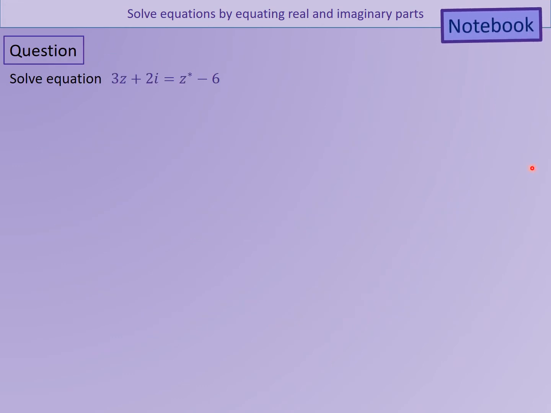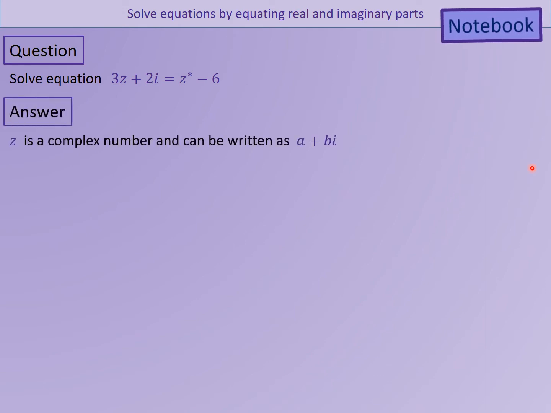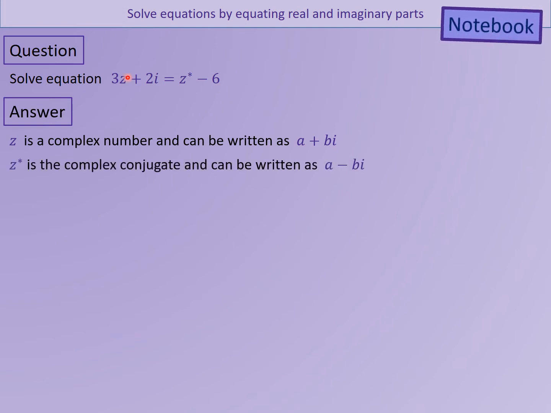Okay, this is an example for your notebook. Let's have a look at how we would solve the equation 3z plus 2i equal to z star minus 6. Firstly, we need to understand what that z star means. So if we see z, then we can rewrite that as a plus bi, and z star is the complex conjugate of z, which is a minus bi. So we have negated the sign of the imaginary part there.